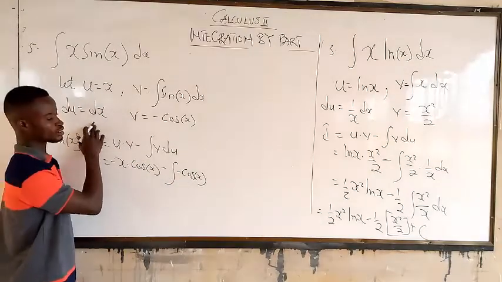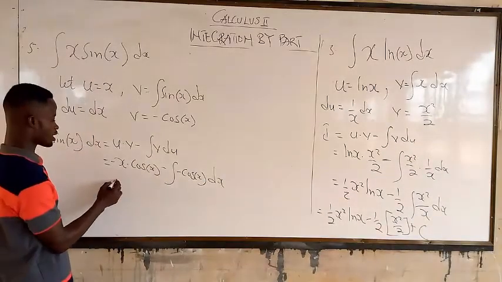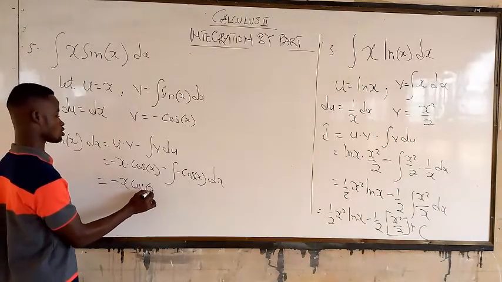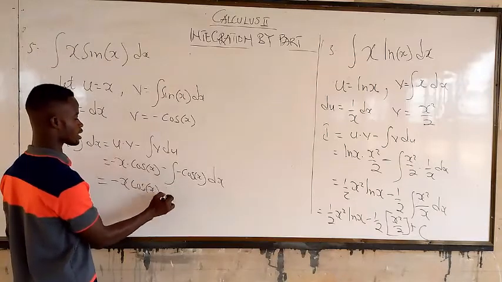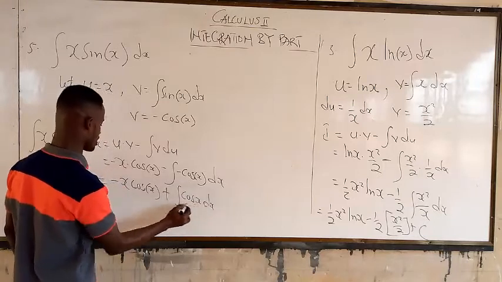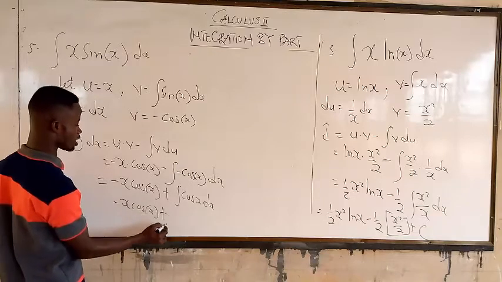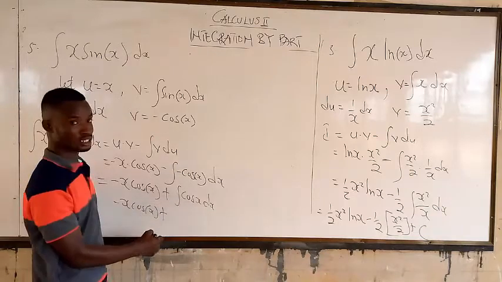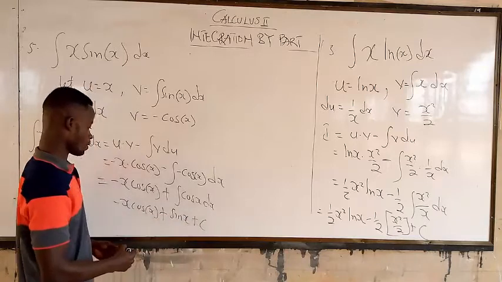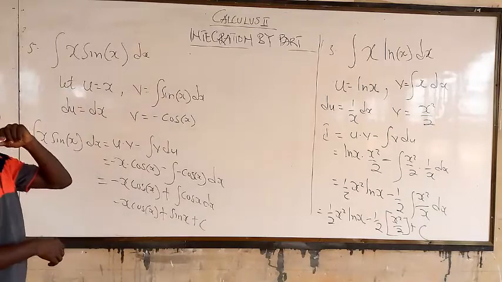Du is equal to what? ds. Very good. So we get negative s cos s, again for the integral of cos s ds. Finally, negative s cos s plus, integrate this, you get sine s plus c. So this becomes the final answer for this.